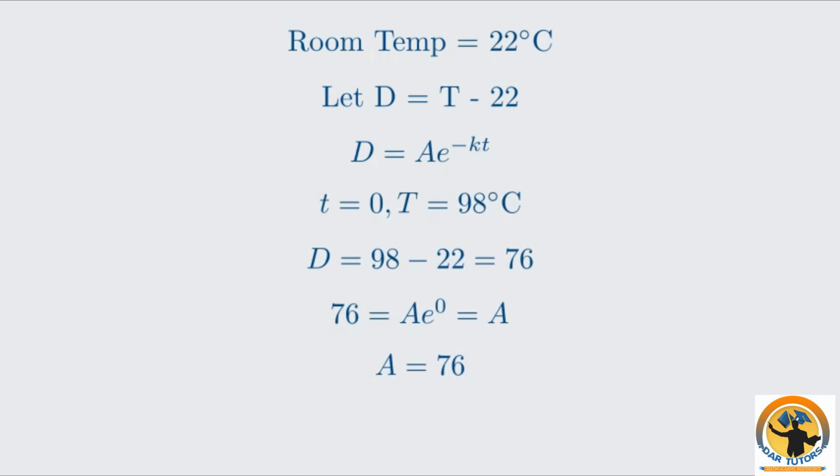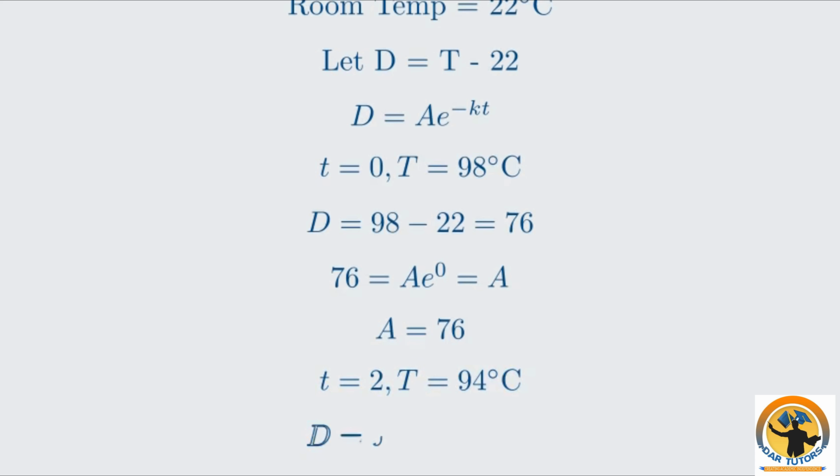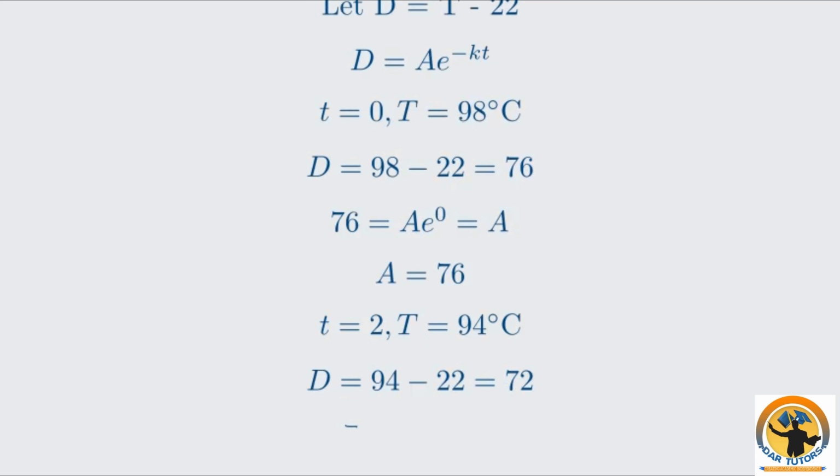We need to find k using the second piece of information. After 2 minutes, the tea is at 94 degrees. The difference D is 94 minus 22, which is 72. Substituting these values into our model, we get 72 equals 76 times e to the power of negative 2k. Now we solve for k.